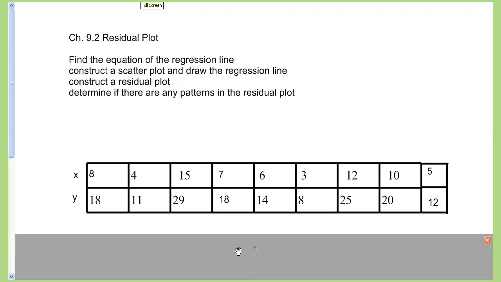This is the data you're given, so here's X and here's Y. If you go to Tools for Success in MyStatLab, you'll find where it tells you how to actually do this scatter plot, or you can just graph it by hand. Do a regular XY axis, go over 8, up 18, go over 4, up 11, over 15, up 29, and so on, and just graph the points and then make a line of best fit.